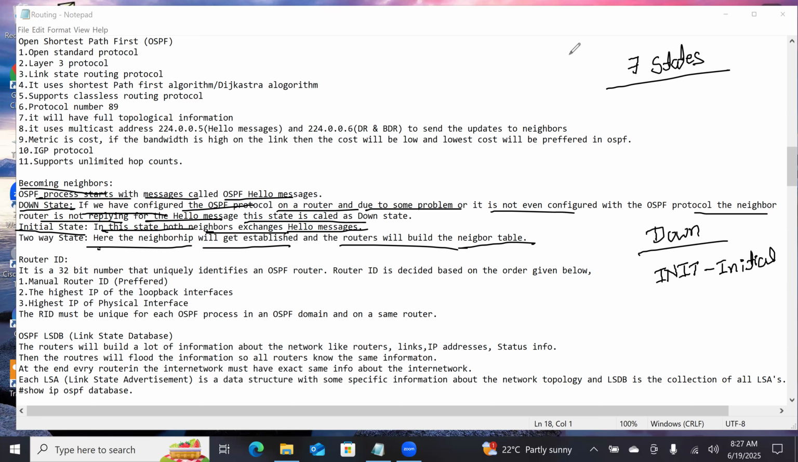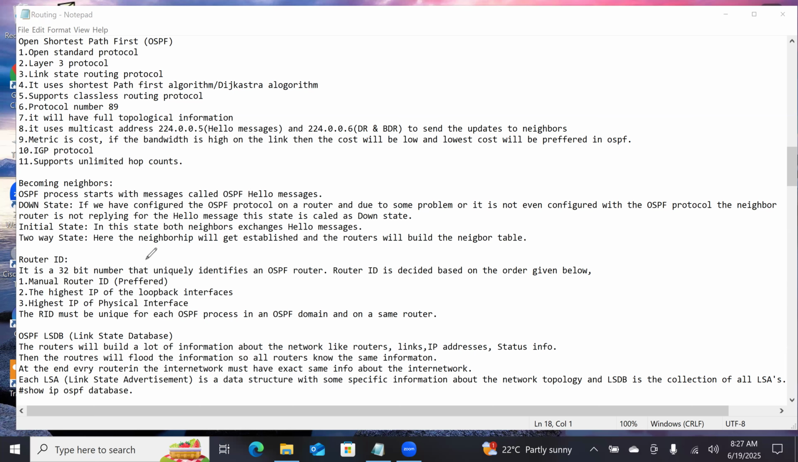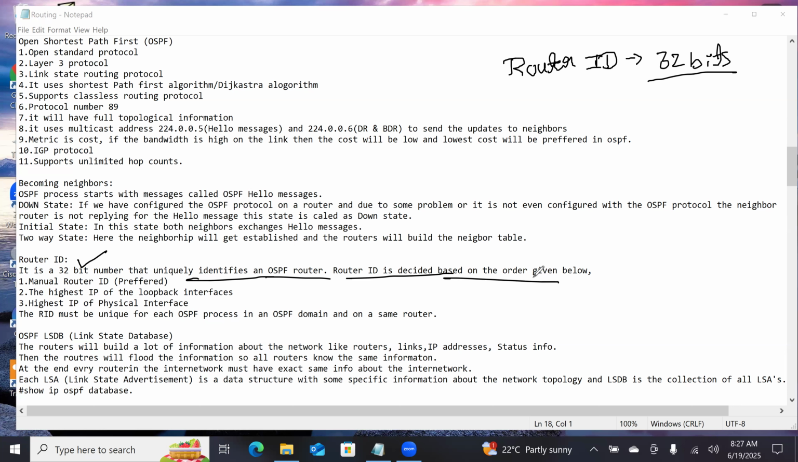After that they will build the neighbor table. Understood? So what will be there in the neighbor table? The first thing it will have is a router ID. Router ID is nothing but the name of that router in the topology. Router ID is the same as your IP address, 32 bits. The size of this router ID is again 32 bits. That is a unique identifier an OSPF router can have, and this router ID is decided based on the order given below.